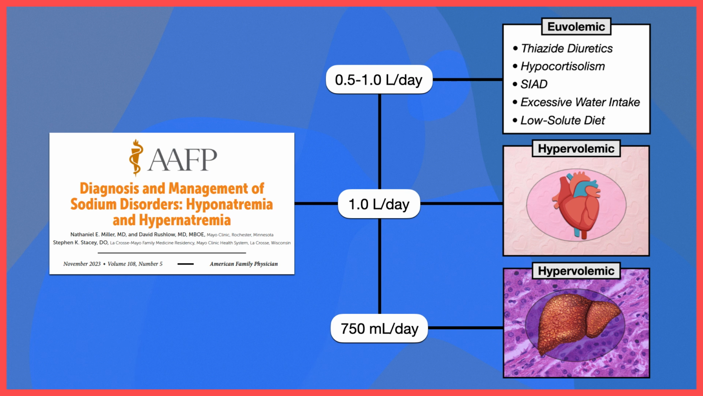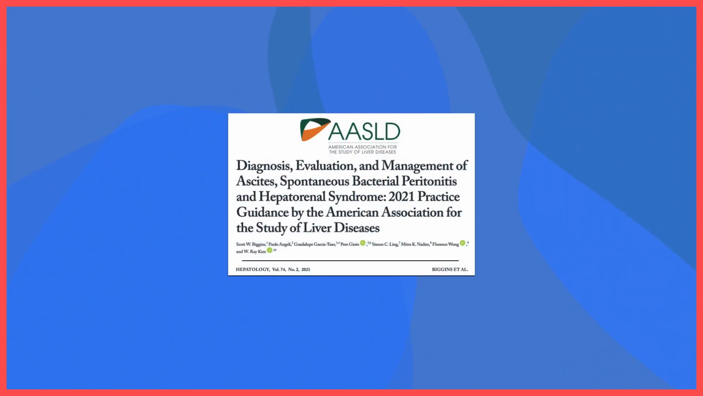For instance, recent guidelines from the American Academy of Family Physicians suggest 500 milliliters to 1 liter of fluid per day for patients with euvolemic hyponatremia, 1 liter per day for patients with hypervolemic hyponatremia from heart failure, and 750 milliliters per day for patients with hypervolemic hyponatremia from cirrhosis. However, organizations like the American Association for the Study of Liver Diseases will present their own disease-specific fluid recommendations.